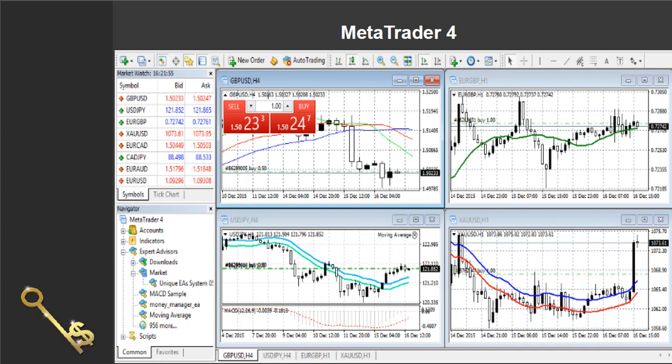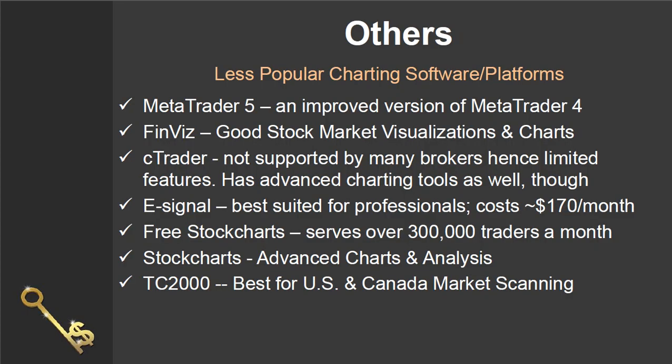Do remember that MetaTrader 4 has been advanced a little bit. Now we are talking about MetaTrader 5. MetaTrader 5 is not as popular as MetaTrader 4, and it falls in the category of the less popular charting platforms or software. We have FinViz, another good solution, but it's rare. People don't use it a lot. We have cTrader, also not very common. Many brokers do not support it as well.